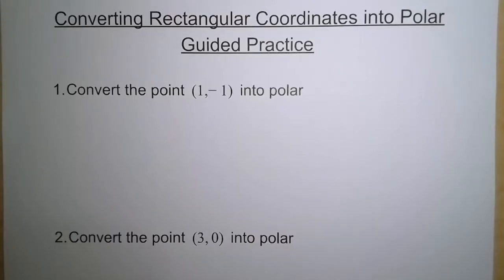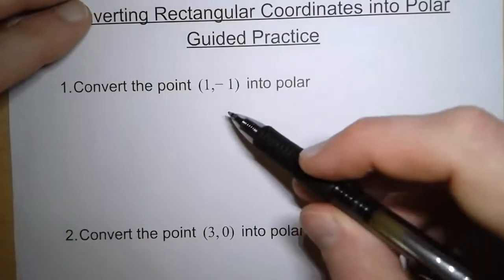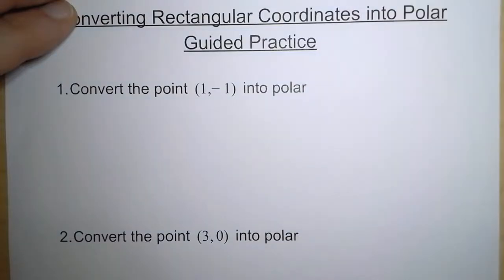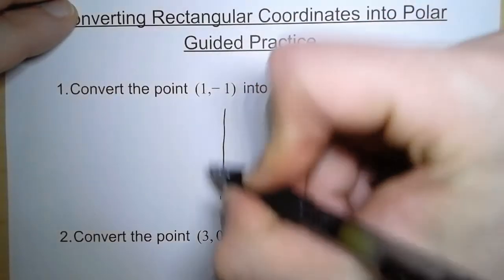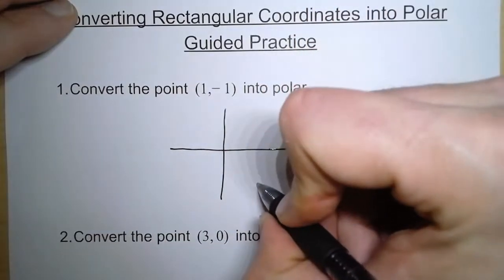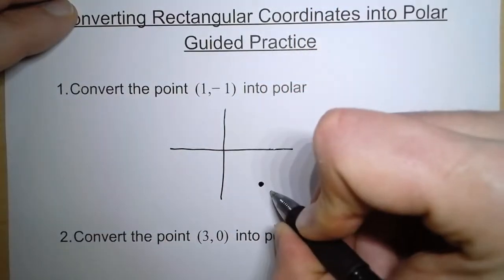So let's get started. We're given a point in rectangular, or Cartesian, and we want to convert it into polar. Well, first let's see where this thing is located. This is at (1, -1), so that's over here in the fourth quadrant.